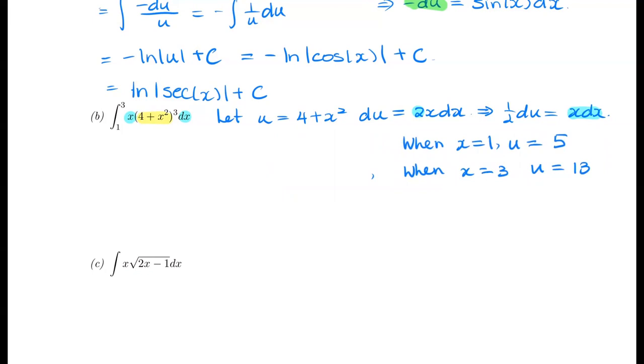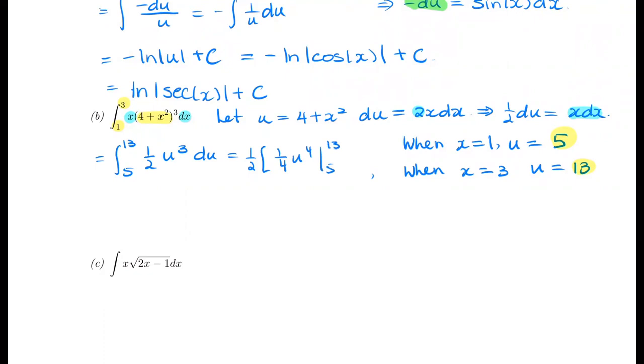So if we put everything together, we're going to change the bounds on the 1 and 3. So this is also going to be changing. We have 5 and 13. The x dx becomes half of du, so I'm going to put a half on the outside. And then the u will be the 4 plus x squared, so that's going to be u to the power 3 du. So that means half then of a quarter u to the power 4 from 5 to 13.